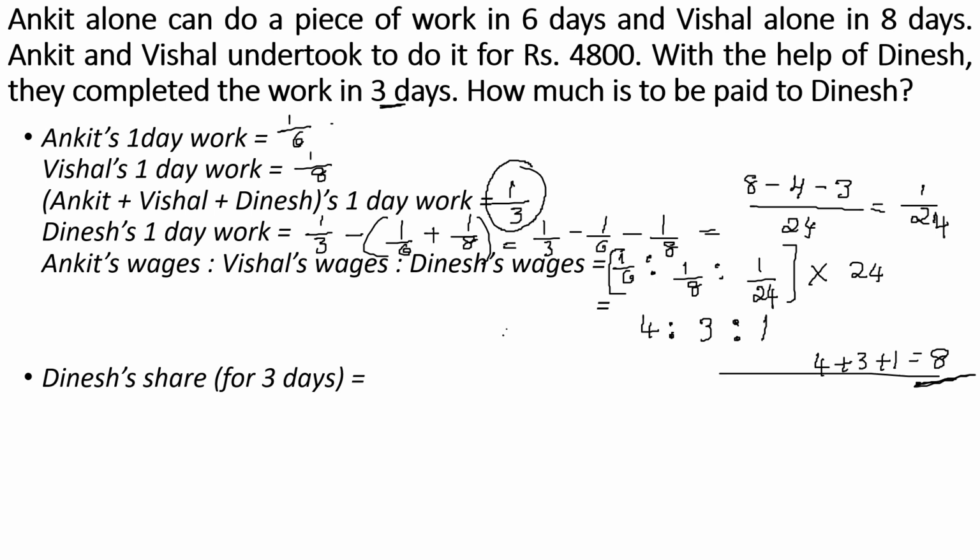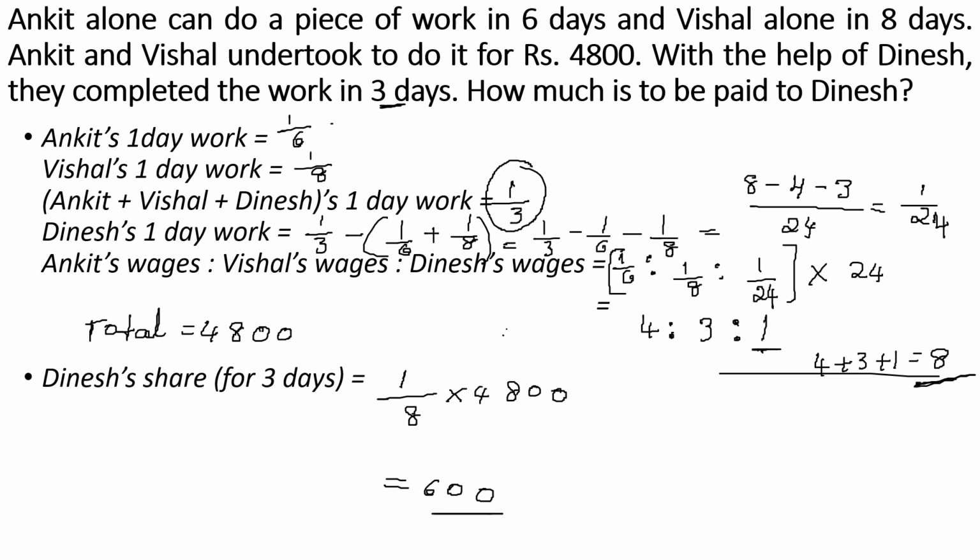Now, how much is the total wage? The total salary they took is 4,800. We have to divide this 4,800 among these three people based on how much work is done. We need to find only Dinesh's share. The value corresponding to Dinesh is 1 here, and the sum of the ratio is 8. So 1 by 8 into 4,800 is 600 rupees, which must be paid to Dinesh.